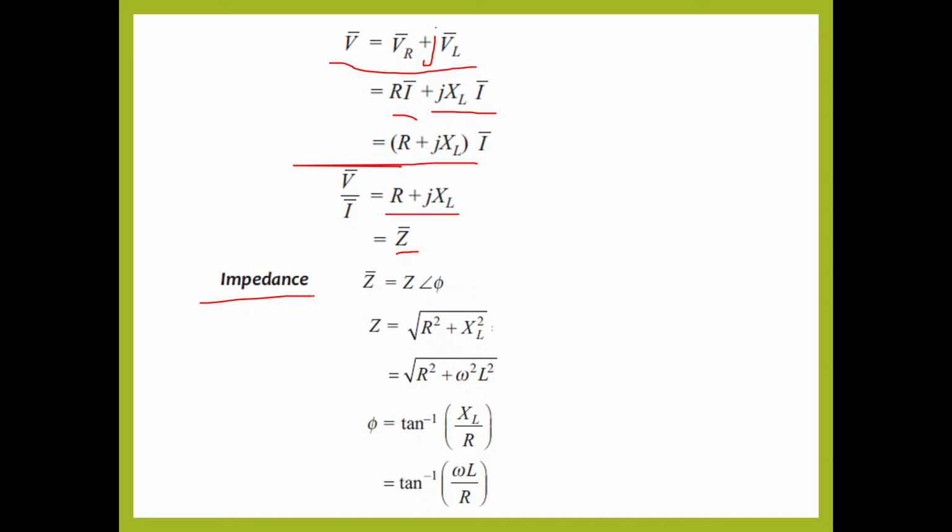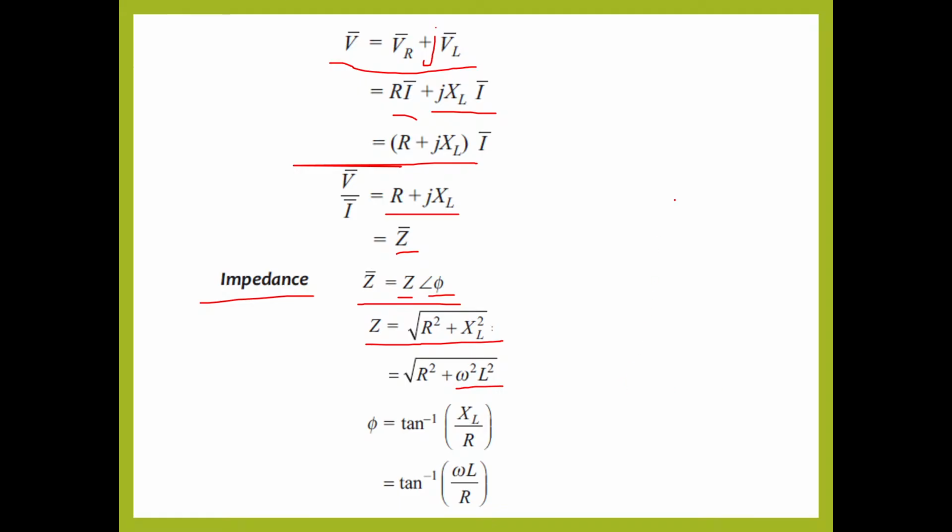So if you write the expression for impedance, Z is a vector with magnitude Z at some angle phi, and the vector form is R plus jXL. In magnitude, Z squared is equal to R squared plus XL squared, or Z is equal to root of R squared plus XL squared. XL is nothing but omega L, so you can replace XL with omega squared L squared. Now what is phi?